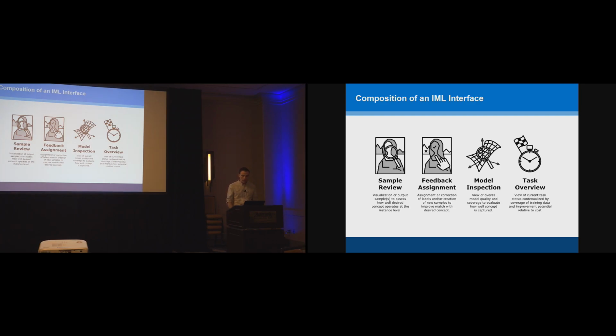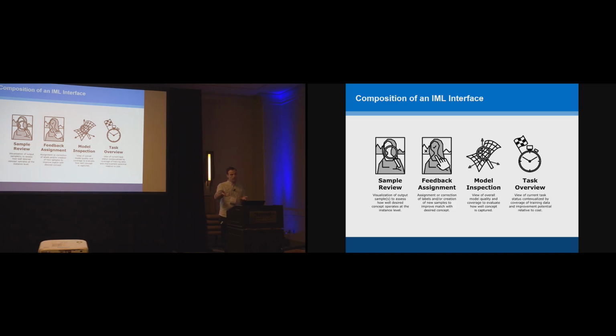So we suggest that an interactive machine learning interface may provide these 4 interface elements as part of the IML process. So we're not suggesting that these should necessarily be discrete and distinct windows in the interface, but rather that they reflect the tasks that the user needs to perform. And so decomposing them in this way helps give an impression of what kind of functionality needs to be delivered.